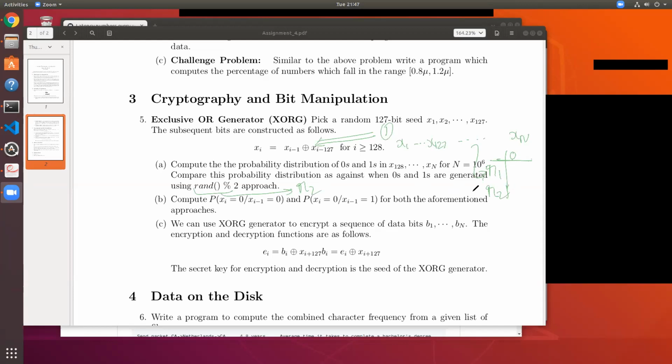Does it make sense? That's what, compare this probability distribution. Perhaps this could be 0.6, 0.4. This could be maybe 0.51 and 0.49. Who knows? We don't know. Does 5A make sense? Are you all with me on 5A?